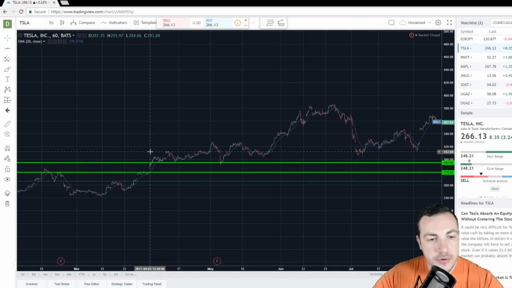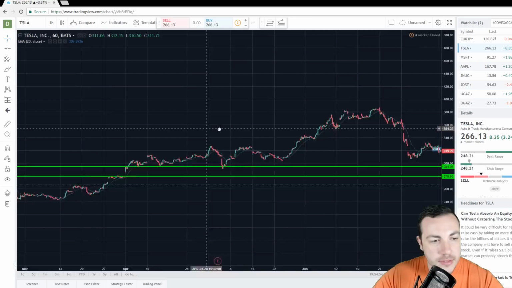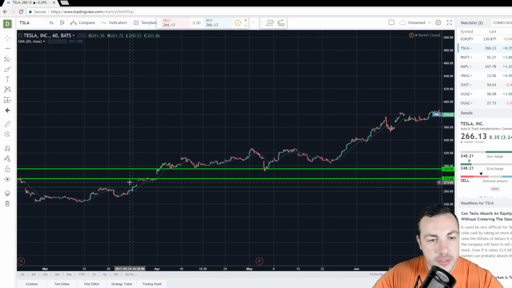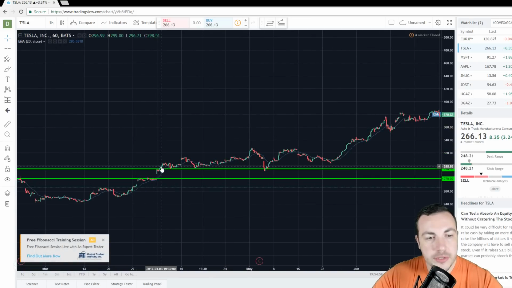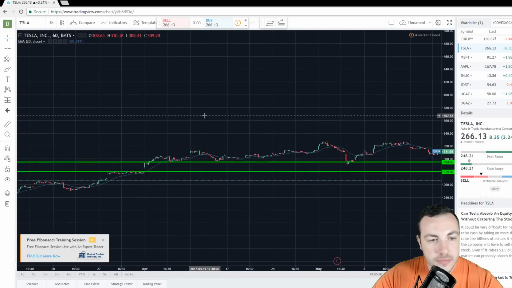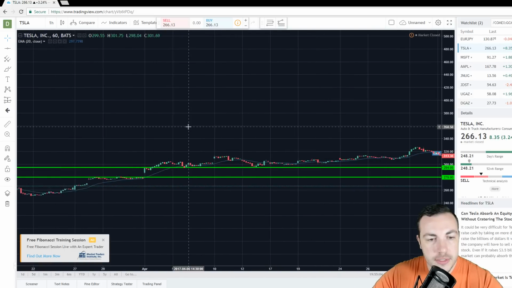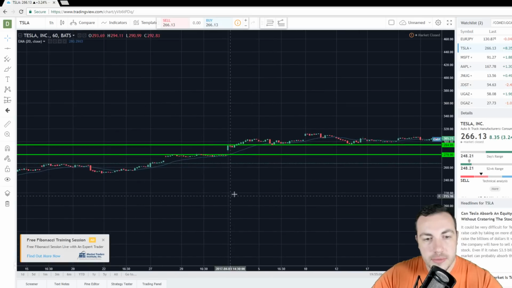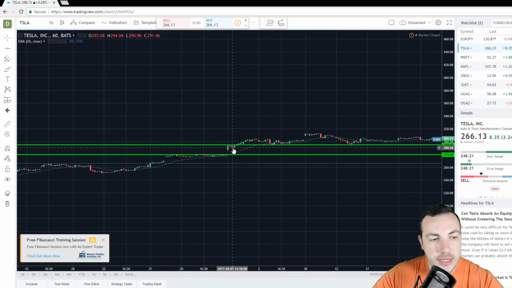So push through here. I'll zoom in a little closer for you. So we get the momentum. We push through this line. Sorry, let me just zoom all the way in for you guys. So we come up here and we bounce. We stop. It pulls back. So that's kind of the start of it.